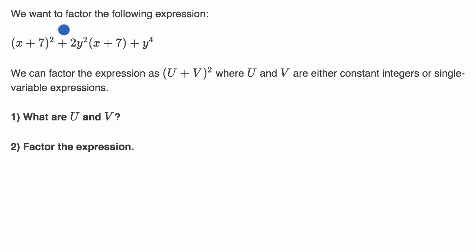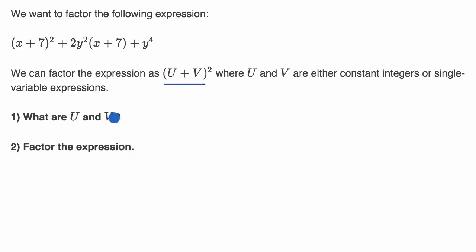We're told that we want to factor the following expression that they have right here. And they say that we can factor the expression as u plus v squared, where u and v are either constant integers or single variable expressions. What are u and v? And then they ask us to actually factor the expression. So pause this video and see if you can work on that.